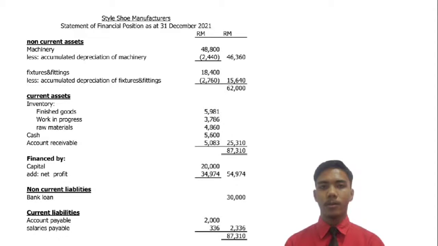ringgit for the debit side. And then for the credit side, we have capital, to which we need to add the net profit. For the non-current liabilities, we have bank loan, and for the current liabilities we have accounts payable and also salaries payable, which give a total of 87,310 ringgit for the credit side.